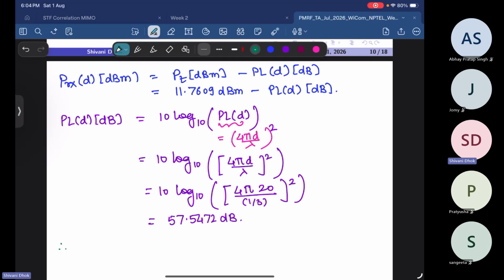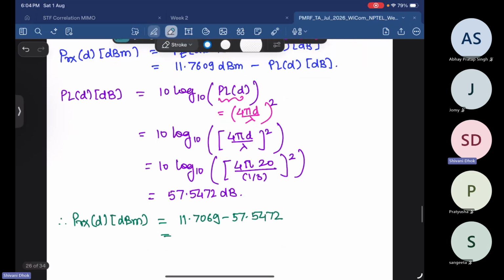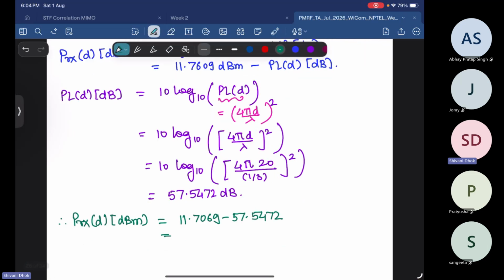So therefore the received power at distance d in dBm is equal to 11.7609 minus 57.5472. This comes out to be equal to minus 45.7863 dBm.